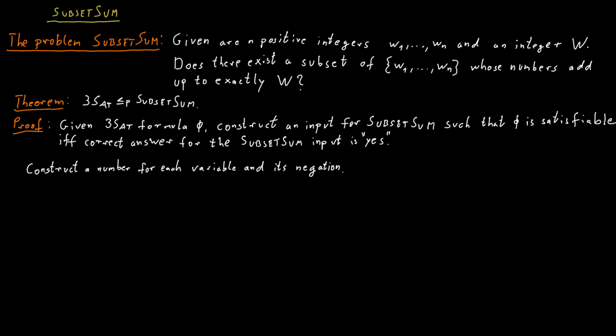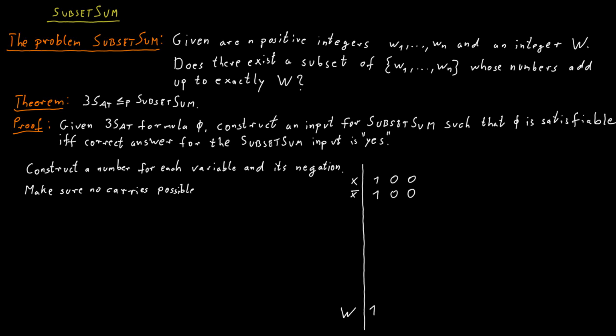The solution is as follows. We construct numbers here for the variables and the negation of the variables. For the variable x, for example, we might take the number 100. And then for the variable not x, we would also take the number 100. And now for our target value, capital W, we would ask that in this first digit position here, the result needs to have a 1. Assume for a moment that we construct our numbers in such a way that if we sum up arbitrary subsets of those numbers, we will never get a carryover.